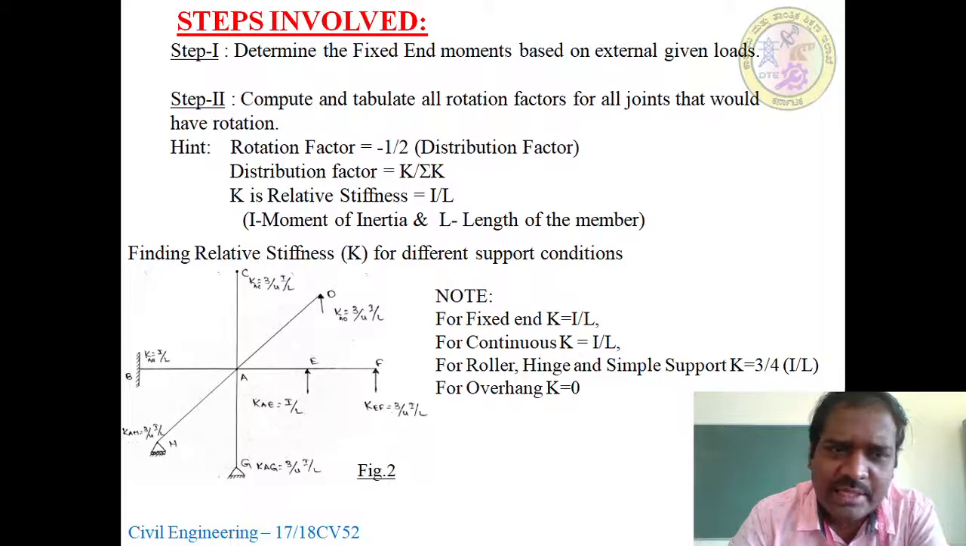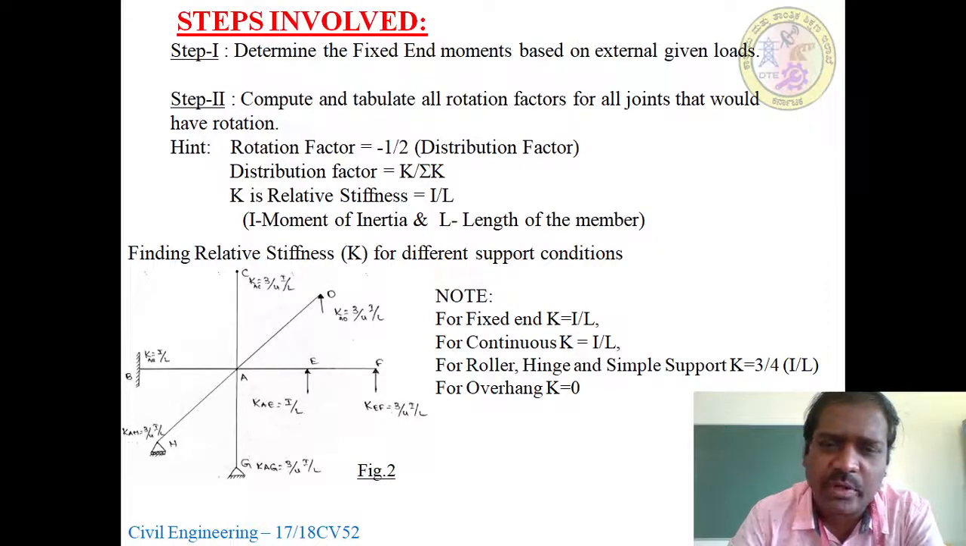Similarly, considering AD, check the position of D. Is it fixed or continuous? No, it is a simple support, so K is equal to 3 by 4 I by L. Now considering AE, check the position of E. Is it fixed? No, it is continuous. If it is continuous, K is equal to I by L. If you are considering fixed and continuous, only then do you check for the simple support, roller or hinge support.